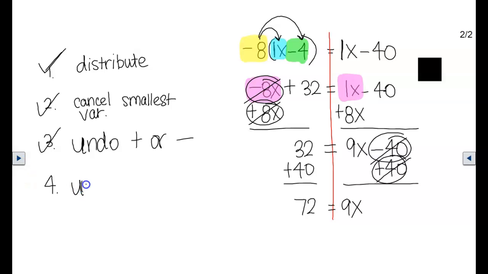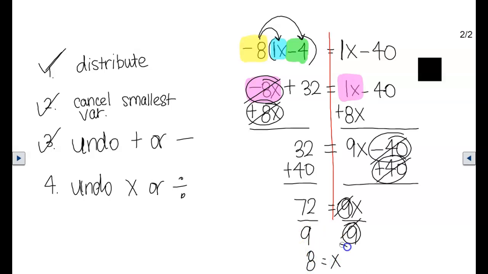And then last but not least, we're going to undo multiplying or dividing. When I look at 9x, I see 9 times x, so that is multiplying. So I will divide by 9 on each side. The multiplying by 9, dividing by 9 cancels. 72 divided by 9 is 8, and that is equal to x. So these 4 steps. Again, any questions today, please let me know.